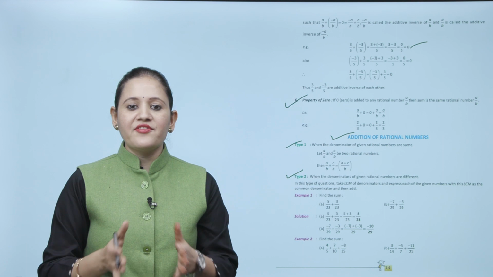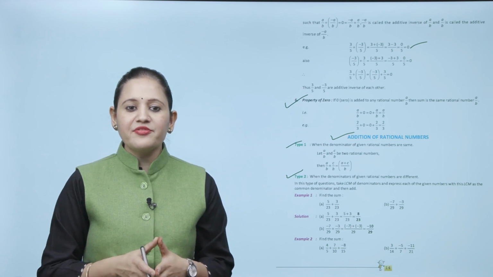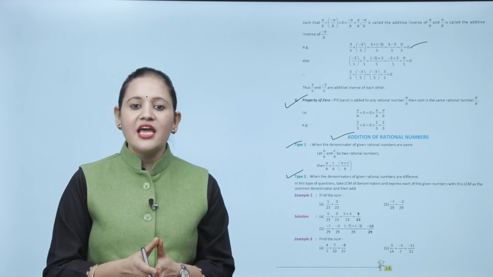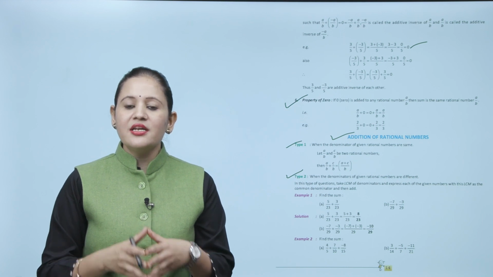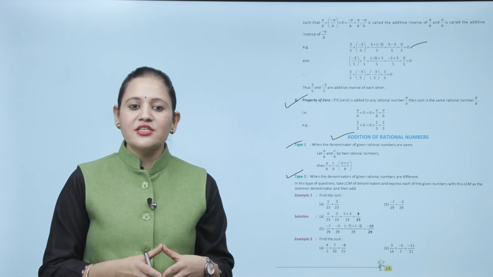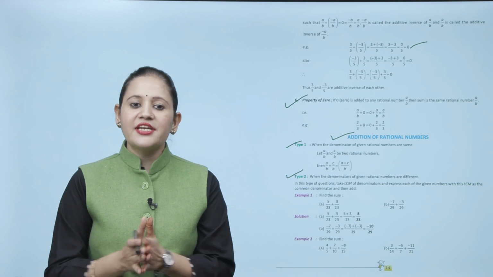Next, Type 2. When the denominators of given rational numbers are different. In this type of question, take LCM of denominators and express each of the given numbers with this LCM as the common denominator and then add. Now we'll take an example.